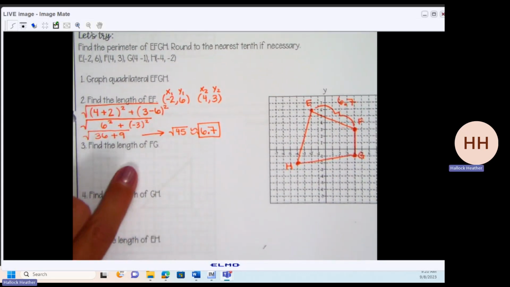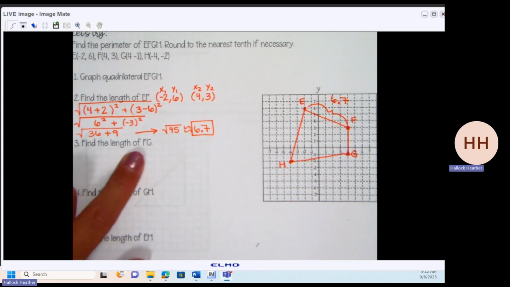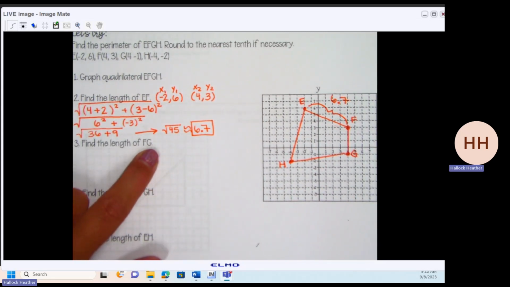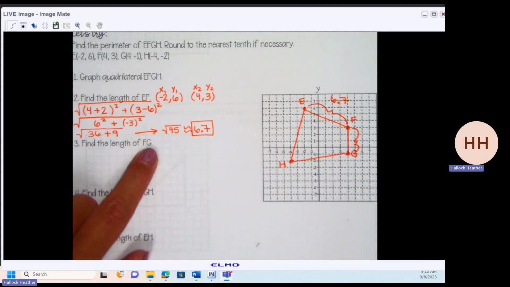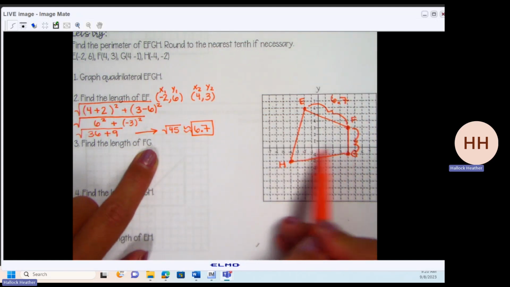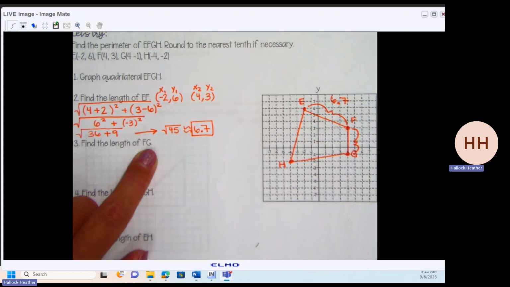Okay. So now question 3 says find the length of FG. So I can do the same thing. I'm trying to find this side. FG, you could use the distance formula. But since it's perfectly vertical, it's going straight up, straight down. If it was going side to side perfectly, not slanted, you do not have to use the distance formula. You can cheat the system.